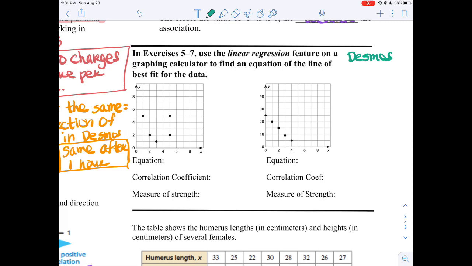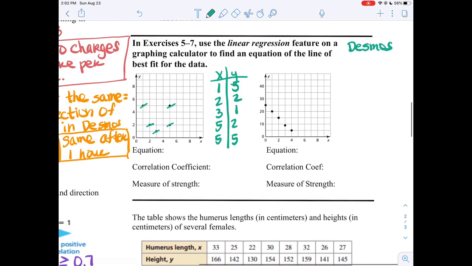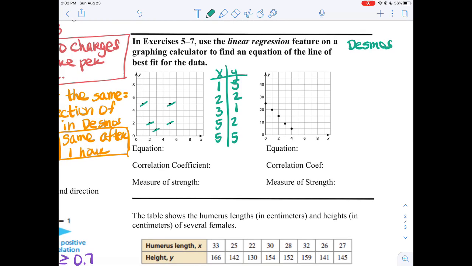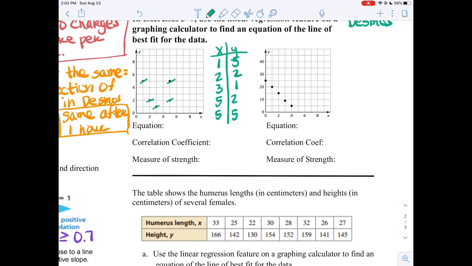So we have data points on a scatter plot. I want to convert those to a table of XY values so that it's easy to put into Desmos. So I have a value at 1 and 5. I'm going to mark that one as used. 2 and 2. 3 and 1. 5 and 2. And then also 5 and 5. Notice that I'm marking those off on my graph as I do them to make sure that I catch every point. So I have 5 points there. I have 5 points on my data table. I'm good to go. So let's go ahead and go over to Desmos and see what this tells us.